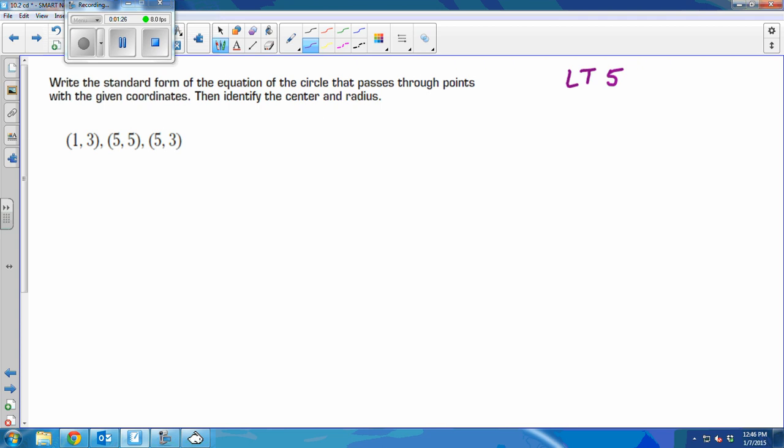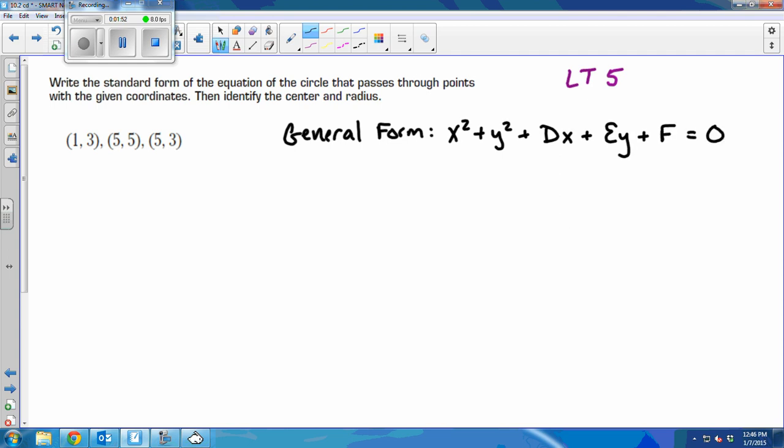Okay, so write this down on your note sheets. I don't have it written anywhere for you. We saw this yesterday, but the general form of the equation of a circle is x squared plus y squared plus dx plus ey plus f equals 0. That is the general form of a circle.